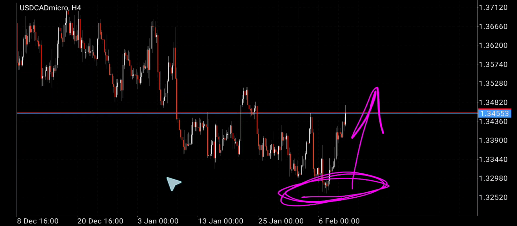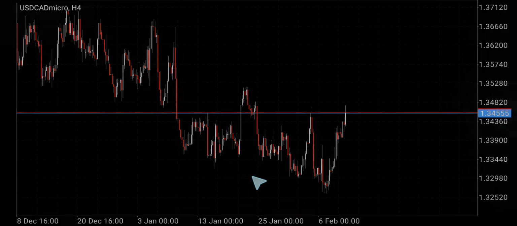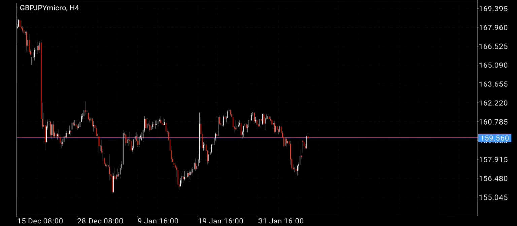All right, let's try and find another chart that we can look at quickly. The last chart that I'm going to look at is GBPJPY.